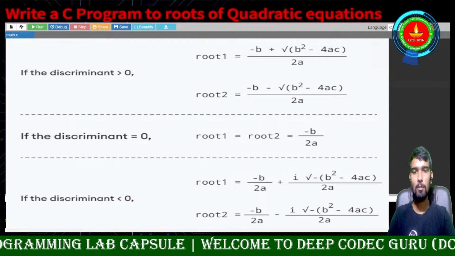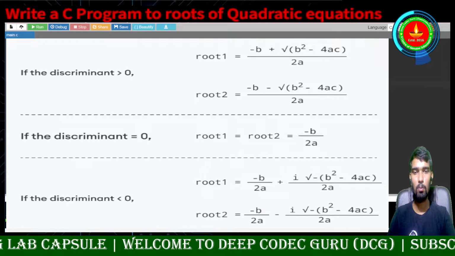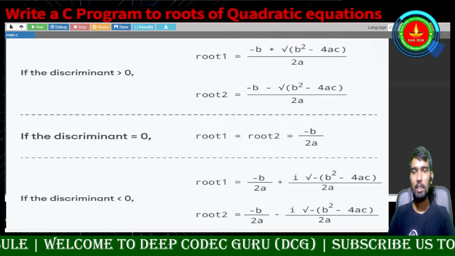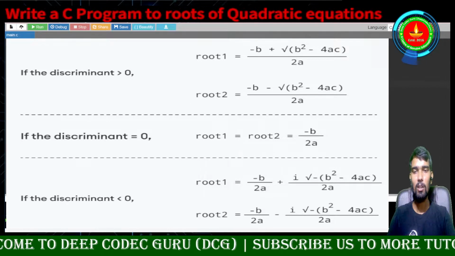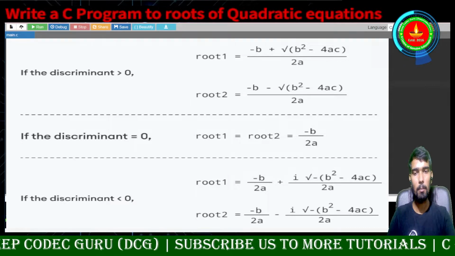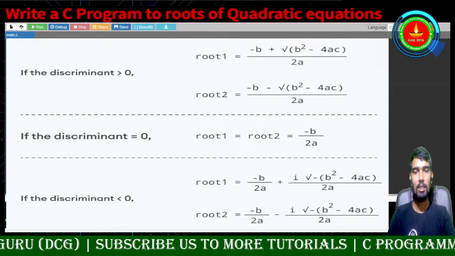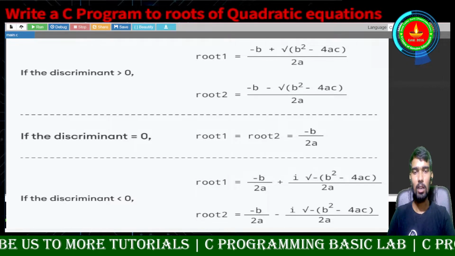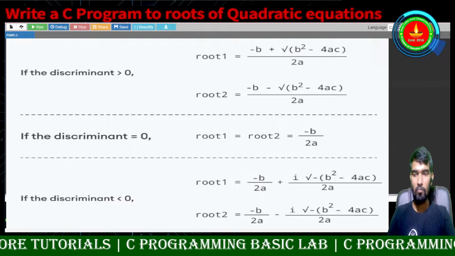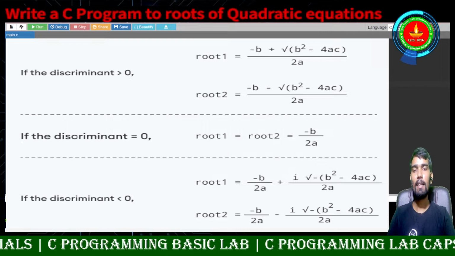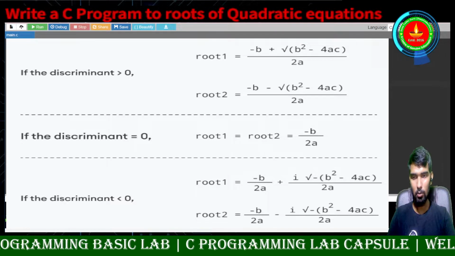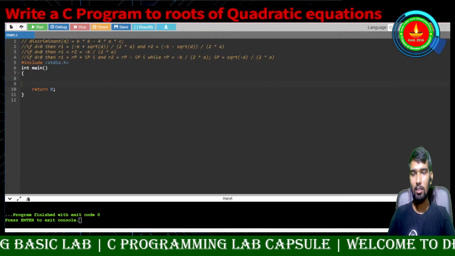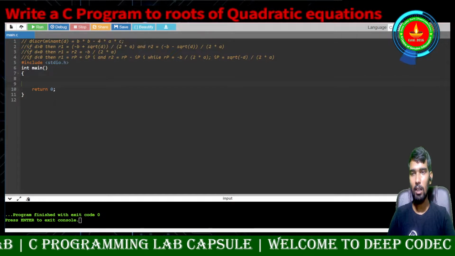In case the determinant is 0, the root is minus b by 2a, and both roots will be the same. If the determinant is less than 0, then there will be a real part plus an imaginary part followed by i. That is how we have to calculate. Now let's make this in computer programming and calculate. I have also mentioned on the top, for your reference, how to calculate those.